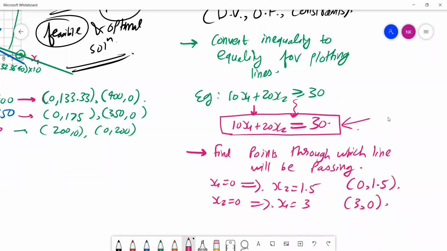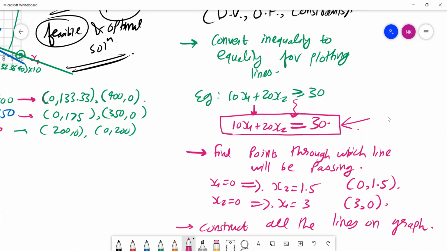So likewise, you construct all the lines on the graph. You need to construct all the lines on the graph.